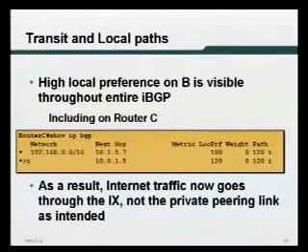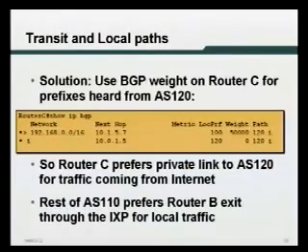But the problem here is that local preference is visible on router C as well. So router C now sees that the best path is through the exchange point. Okay, so the internet traffic, rather than going off the private link, now wanders over the backbone and goes to the exchange point. So you've just undone the good that you did.